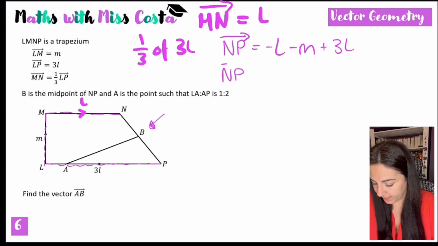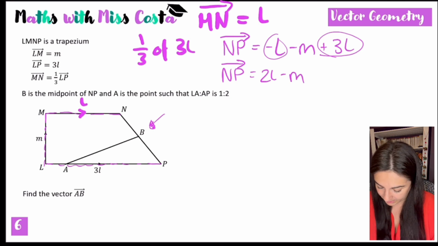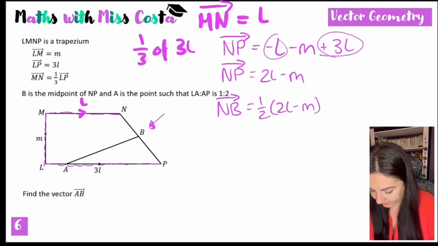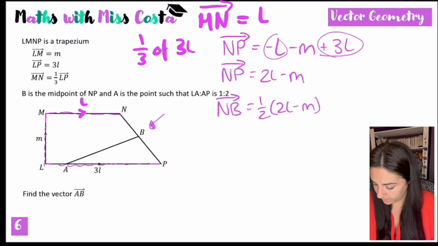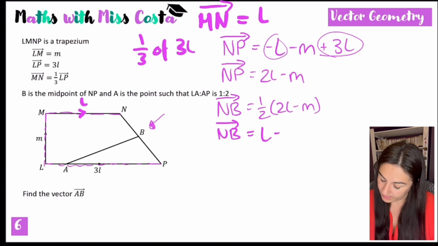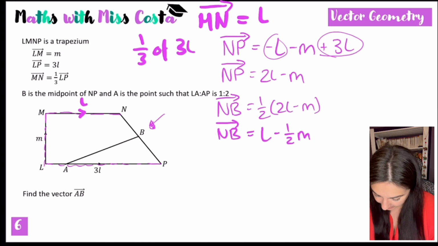So let's simplify that. NP would be 3L take L is 2L take M. So to get from N to P, that is my route. And I know that NB is going to be half of NP. It's halfway there because it's the midpoint. So therefore NB would be a half of 2 is 1 and a half of 1 is half. So L take away half M. That's what the route NB is.